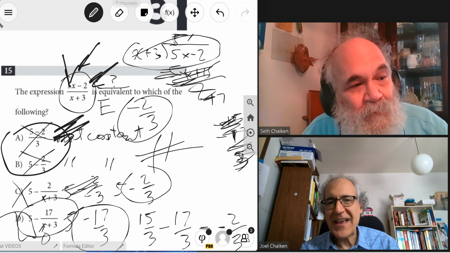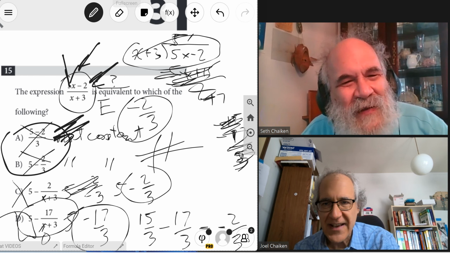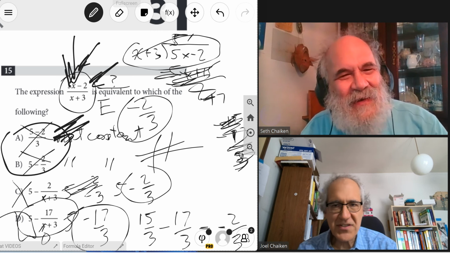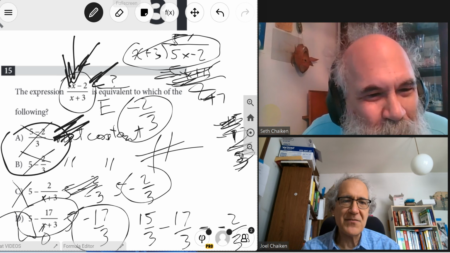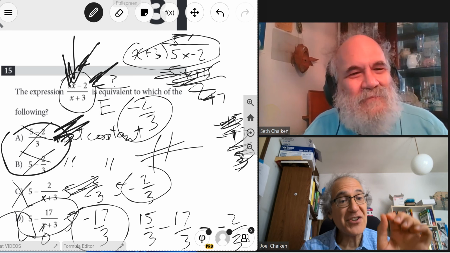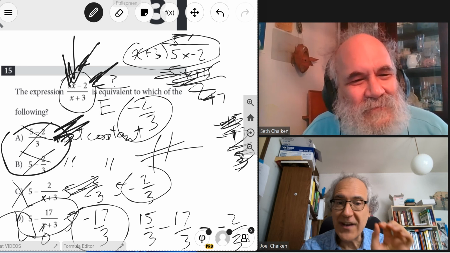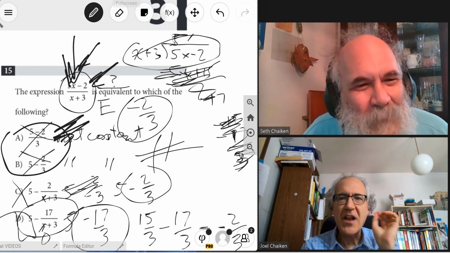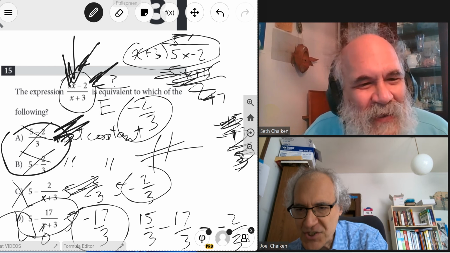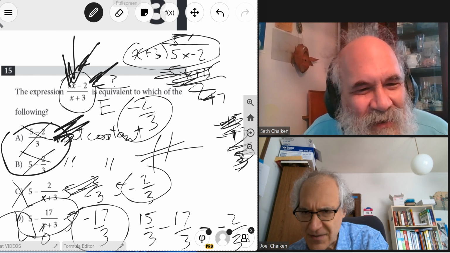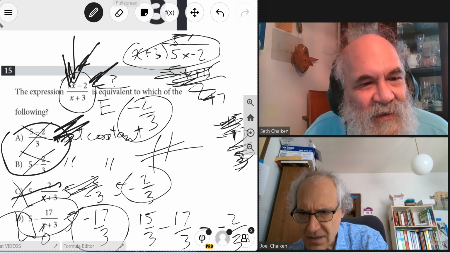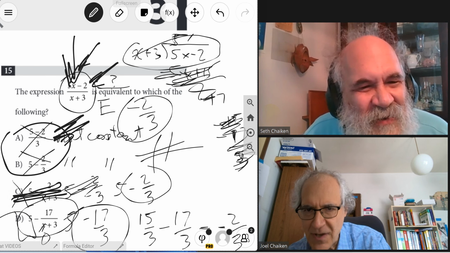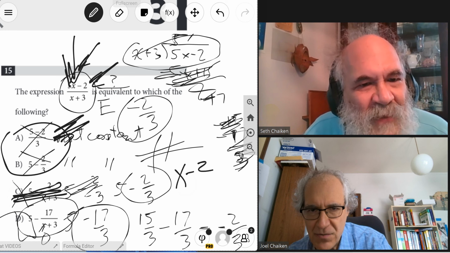But I still think it's more efficient just to put 0 in for x here. The answer is negative 2/3. Which one is equal to negative 2/3? Now, what Seth said about a distractor: if the SAT wanted to make this a much harder question, they would have changed this one, C, to x minus 2/3.